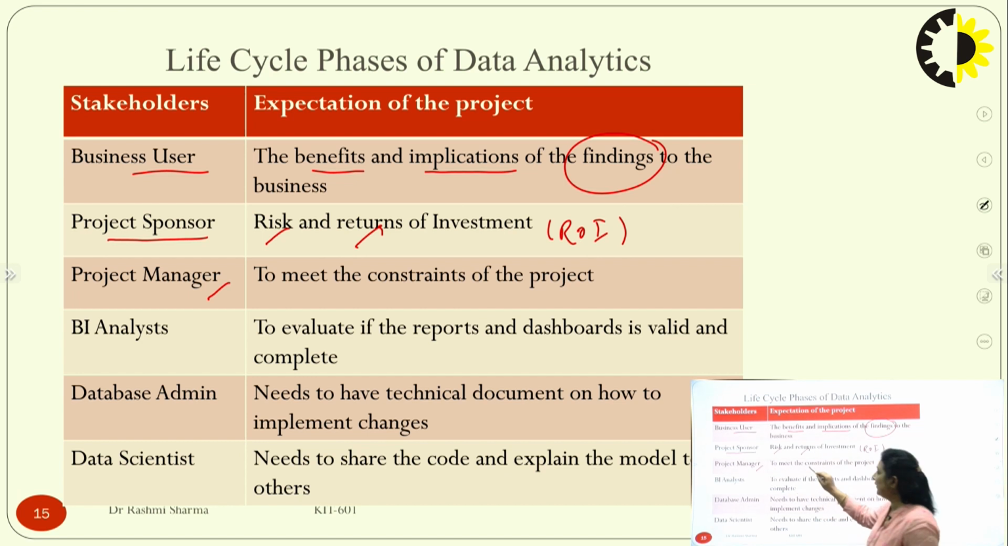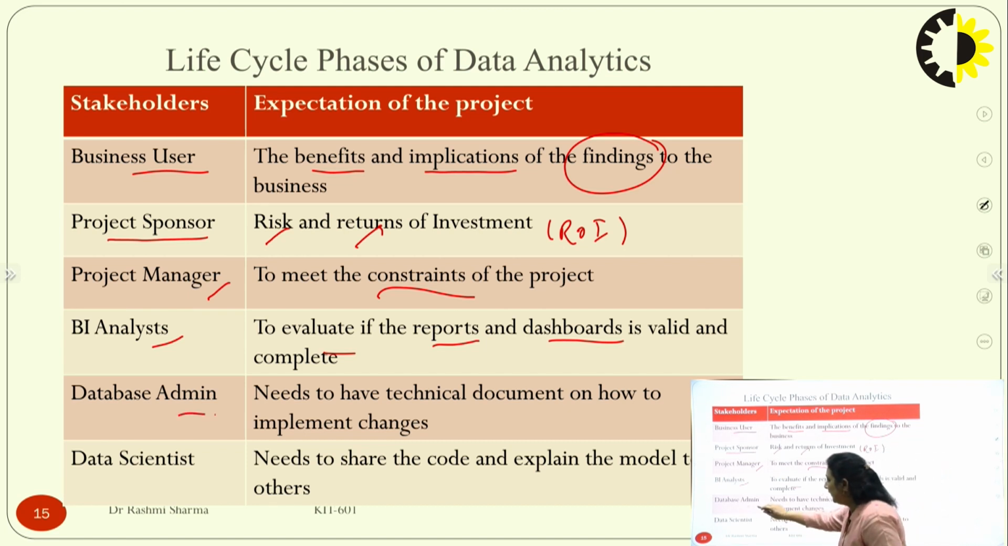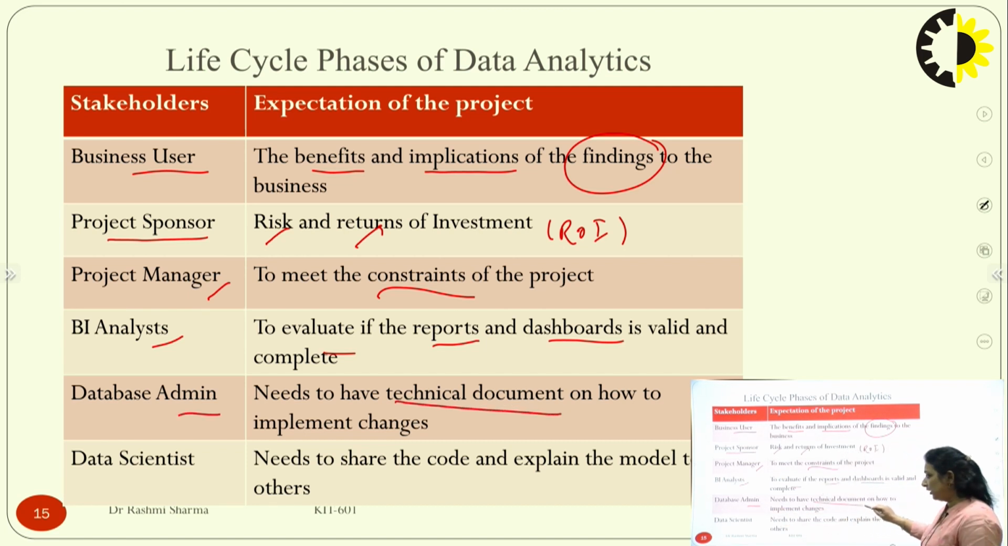Then the project manager has to meet the constraints of the project. What are the limitations or hindrances? He has to overcome those. The BI analyst, the business intelligence analyst, evaluates the reports and dashboards: whether the information on the dashboards is valid and complete. Then the database administrator should know the technical document and the implementation changes: what rights have to be given to different people, how they can operate, and what the ethics are for that.